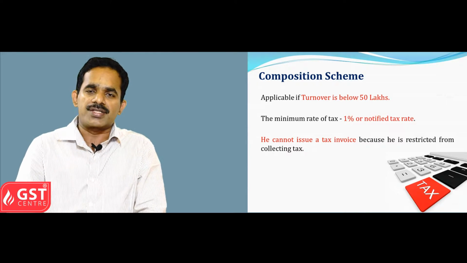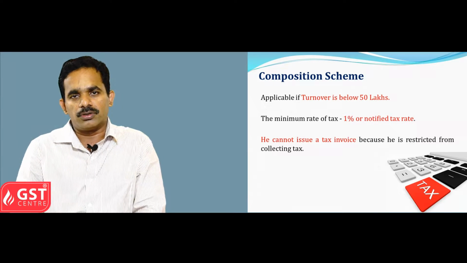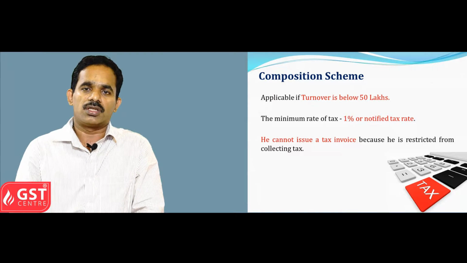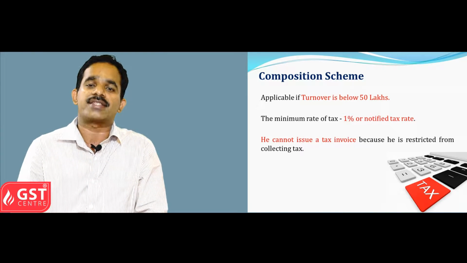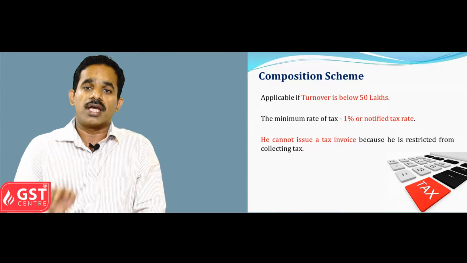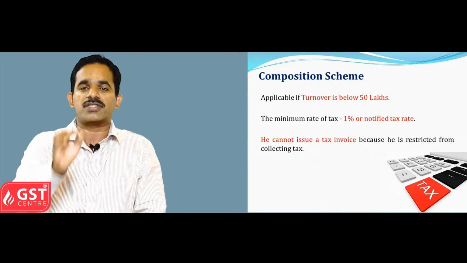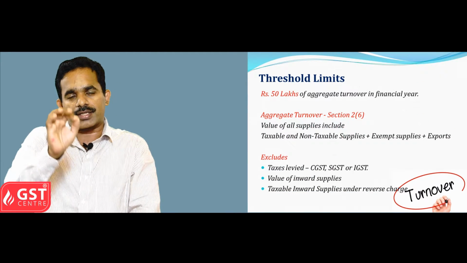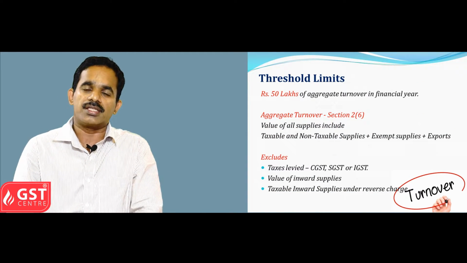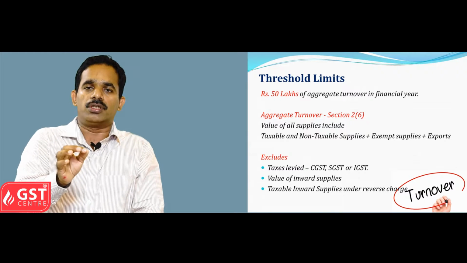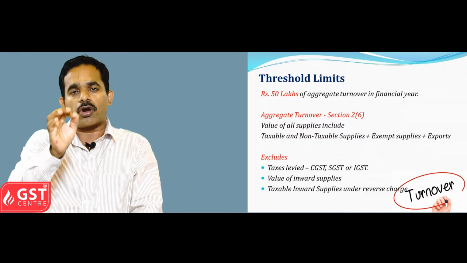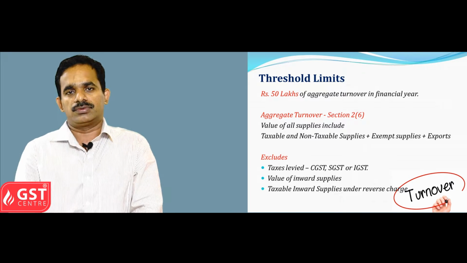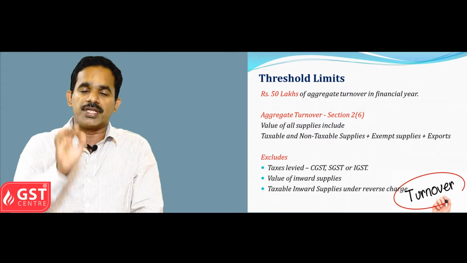If a taxable person has opted for the composition scheme, he cannot issue a tax invoice because he cannot collect tax from his customers. The main condition to get the composition scheme is that the aggregate turnover in a financial year should not be more than 50 lakhs. That is, the threshold limit is 50 lakhs.